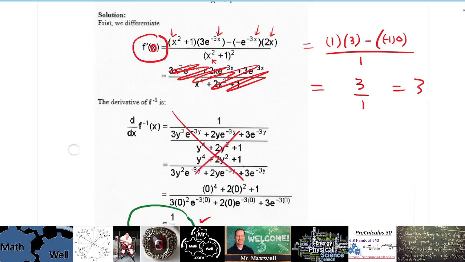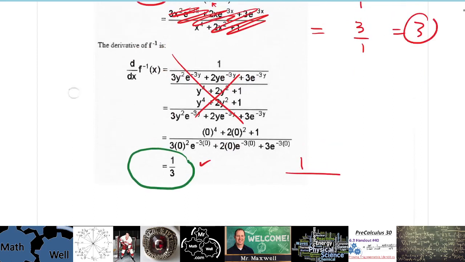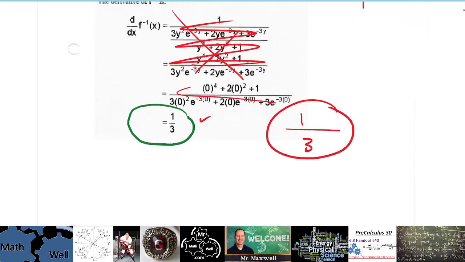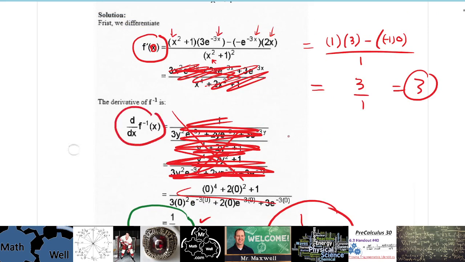So you can bypass all this, and you can just go 1 over, what is this? 3. Boom, done. So you do not have to do all of this stuff here. I'm not telling you have to do that. There's a bit of a shortcut. All right, so the derivative, this is 1 over f prime, evaluated at 0. 1 over 3.